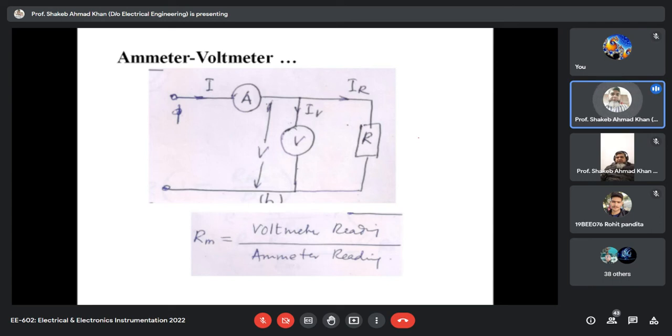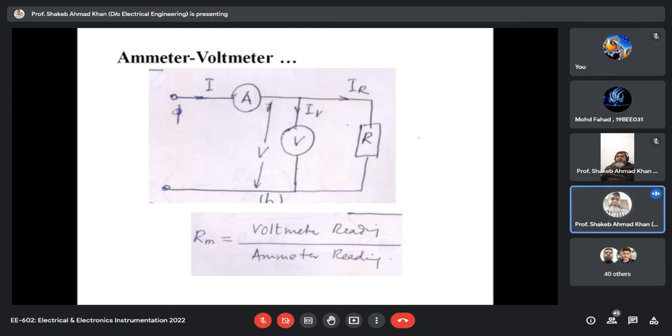Now we'll take the voltmeter reading and ammeter reading, and will it be equal to the true value? No, sir. Why? This time the issue is with the ammeter reading, sir. Correct. Now this time the issue is with the ammeter reading. Okay? Okay to all of you?